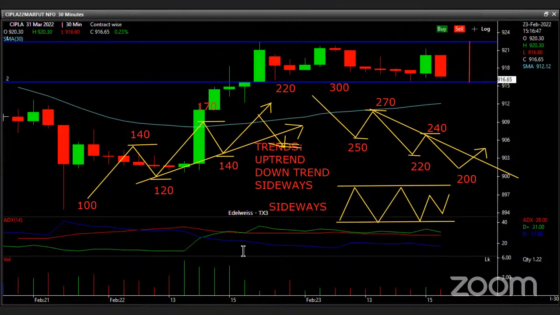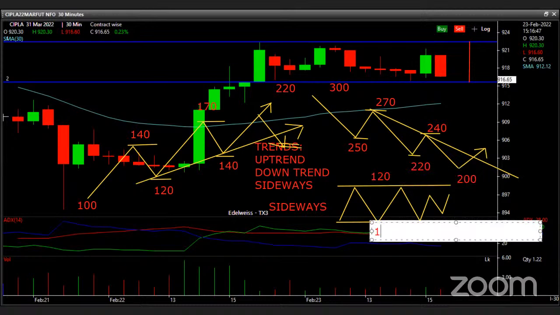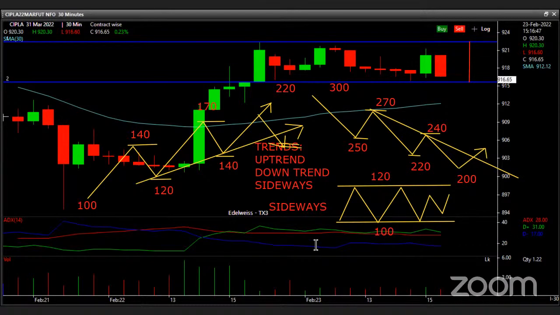Now in a sideways movement, we are unable to take any call. It's because we don't know what the thought process of the weak players is, whether they are selling at 120 or buying at 100 level. So we have to wait for the decision part. That means if it goes 120, 140, then again 160, it will be a sideways.